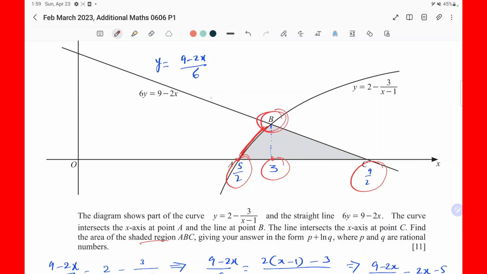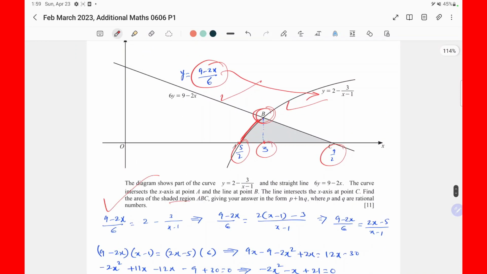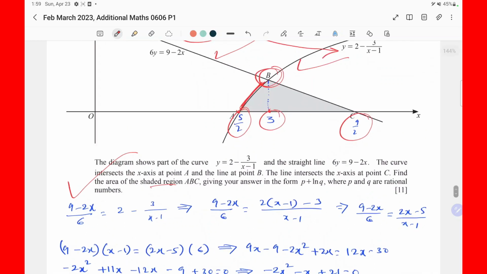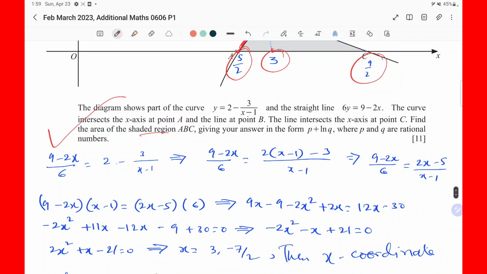So just we need to solve this line and this curve. Line is 6y equals 9 minus 2x. So y is 9 minus 2x over 6. So this y, just put over here to solve that. So you can check over here. 9 minus 2x over 6, which is 2 minus 3 over x minus 1. Now, what I did, I have written x minus 1 here and x minus 1 here. So again, I can easily combine numerator part. So 2x minus 1 minus 3 and x minus 1 in denominator. So 2x minus 2 and minus 3.